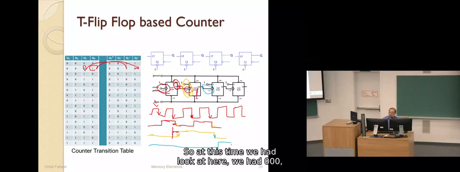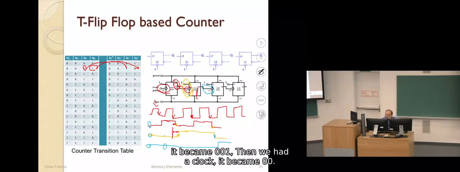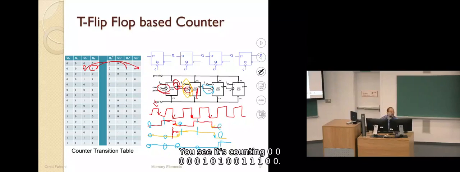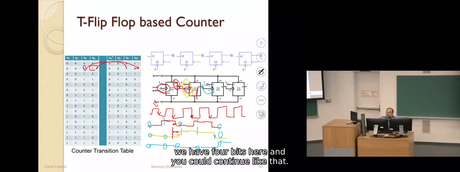You see? It works. So at this time, we had 0, 0, 0. Then we had a clock, it became 0, 0, 1. Then we had a clock, it became 0, 0, okay, it's because of the delay, I have to put it here, 0, 1, 0. Then we have a clock, it became 0, 1, 1. Then we have a clock, it became 1, 0, 0. You see, it's counting. 0 0 0, 0 0 1, 0 1 0, 0 1 1, 1 0 0, and we can continue that for the Q3 also. We have four bits here, and you could continue like that.